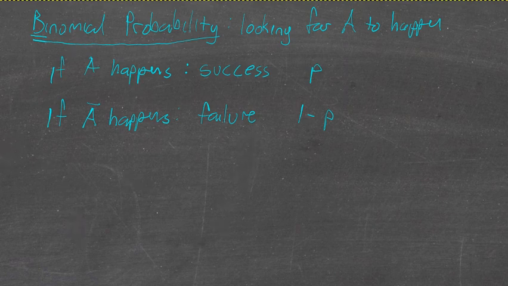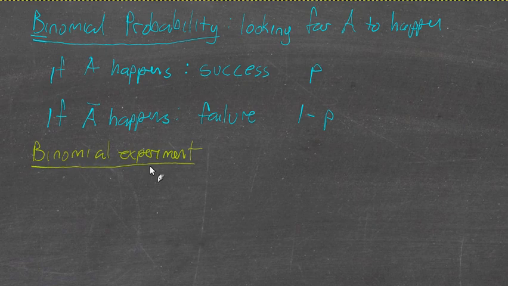A binomial experiment is one that you are going to conduct a few times. A single experiment is where you just draw a card and ask what's the probability of getting a particular card, a particular kind of card. But a binomial experiment, by definition, is one that you're going to do a bunch of times. Okay, so we say there are n trials.